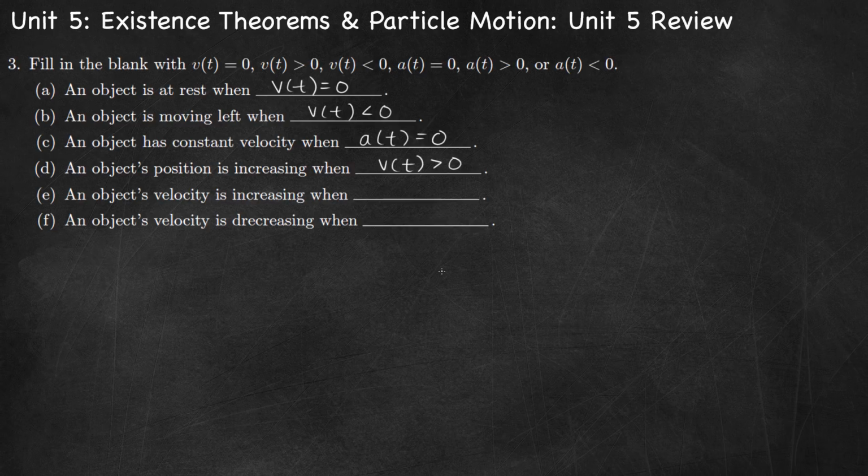An object's velocity is increasing. So if velocity is increasing, then acceleration is positive. An object's velocity is decreasing. Velocity decreasing means acceleration is negative.